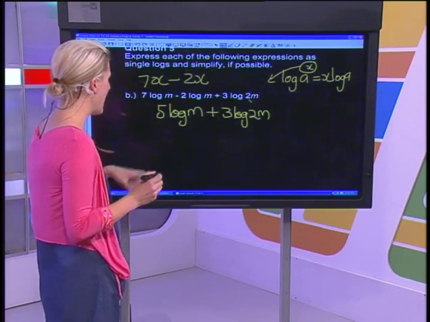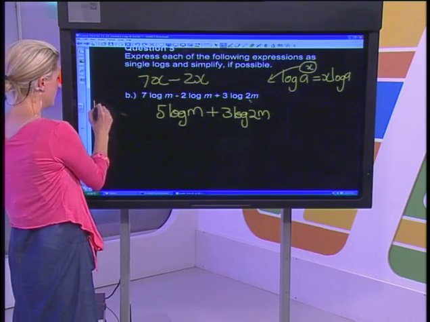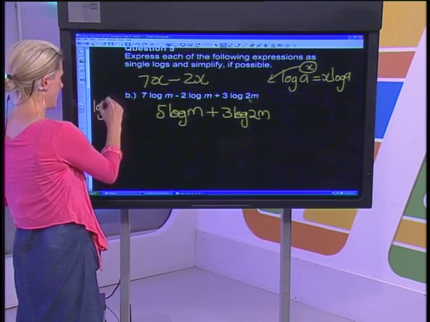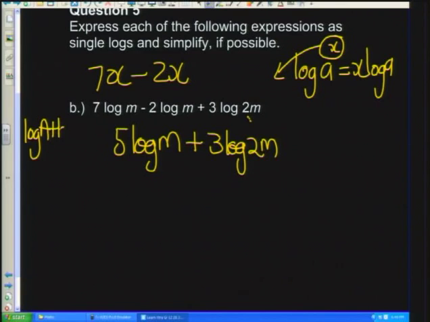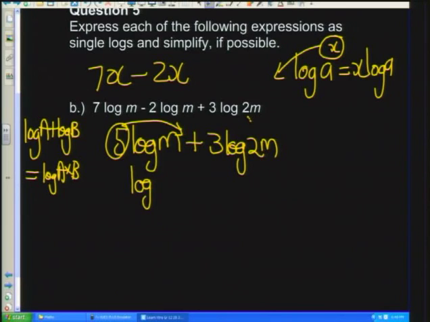I want to apply the first log law, which says that log of a plus log of b is log of a times b. But I first need to get rid of these guys in front here. So what I'm going to do is move that 5 back into the exponent position. So this is going to become log of m to the power 5.